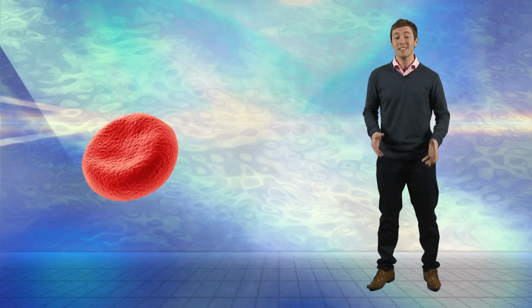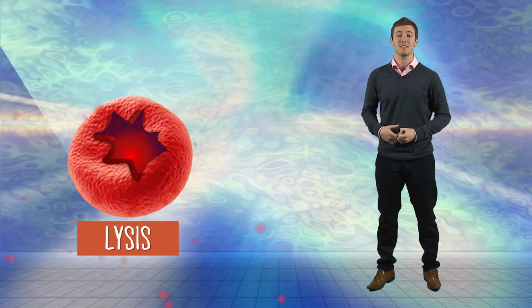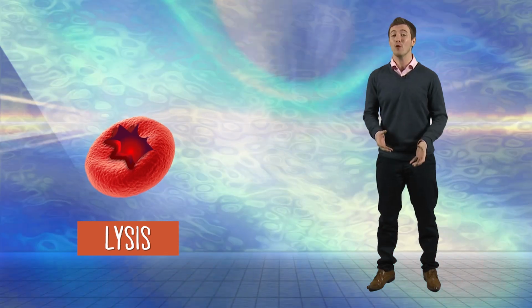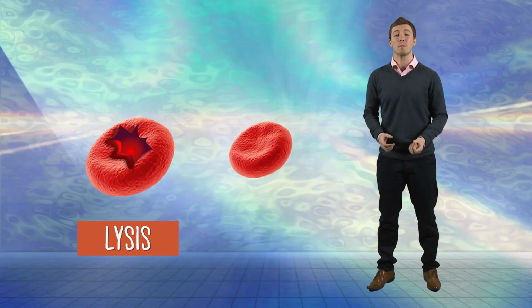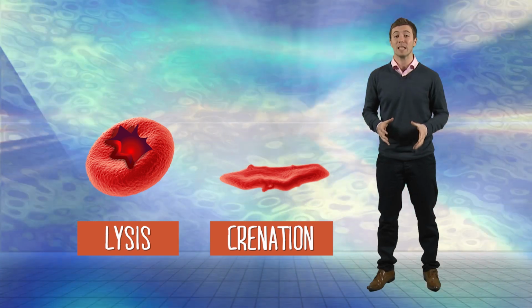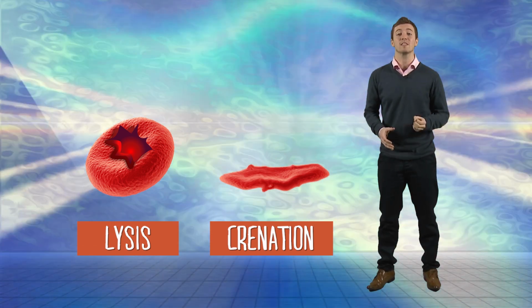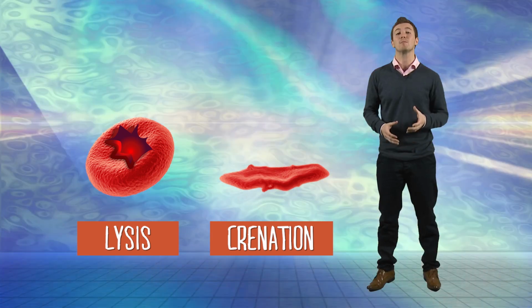Animal cells, however, don't have cell walls. If they take in too much water, they can burst. This is known as lysis. On the other hand, if they lose too much water, they can shrivel up. This is known as crenation. Animal cells have to keep the levels of water and salts pretty constant. If they don't, the cell can become damaged as a result of them changing shape too much.